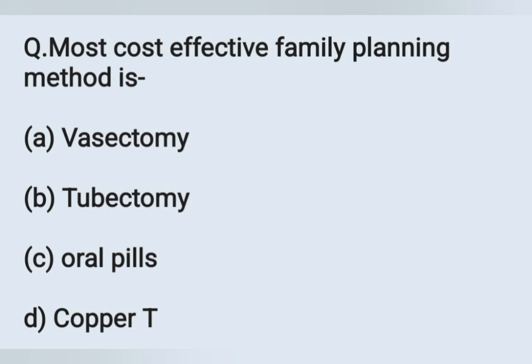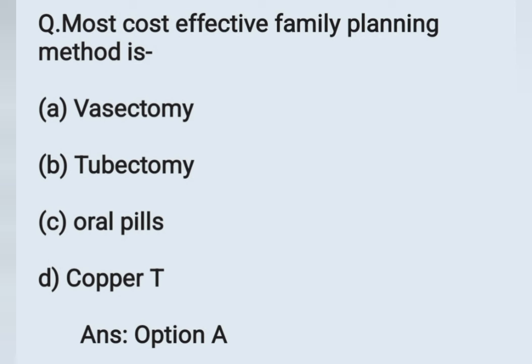Remaining, tubectomy is a surgical procedure. It needs a stay at the hospital. And oral pills are also costly. Every month you have to take oral pills, so it is costly. And copper T is also costly. It is an OPD procedure also, but it is costlier than vasectomy. Vasectomy is a male sterilization procedure. It can be done on an OPD basis, so it is less cost or the cost effective method of family planning.